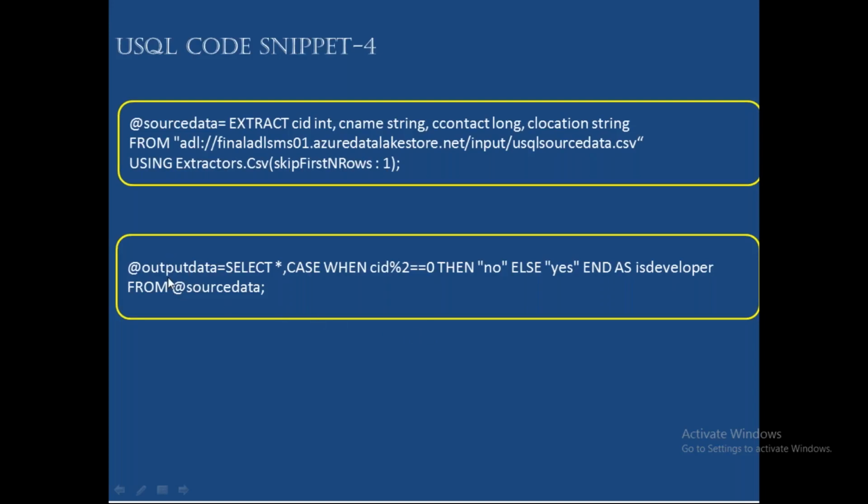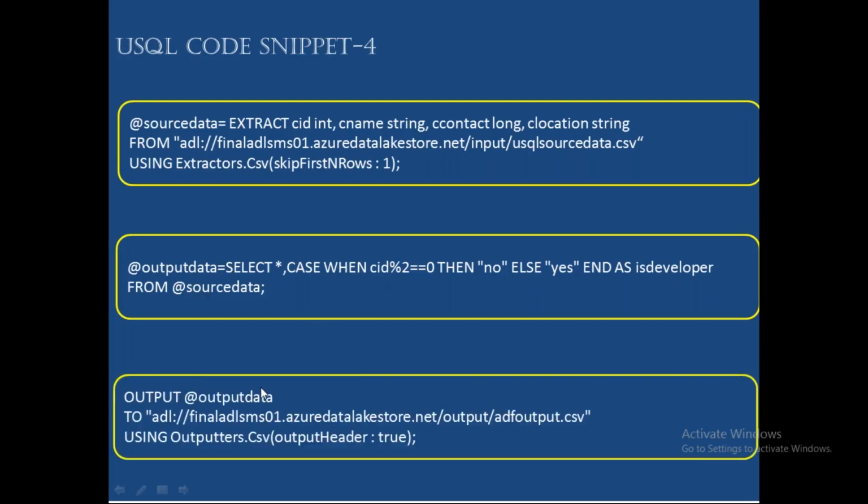So my output data is @output data, right? So output is @output data. Write it to this location using this particular outputters.csv.